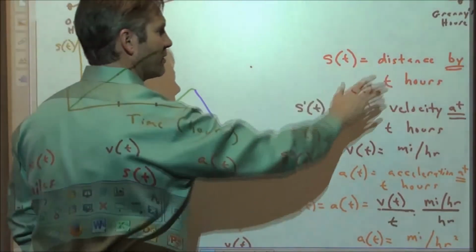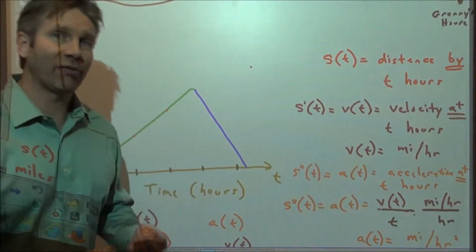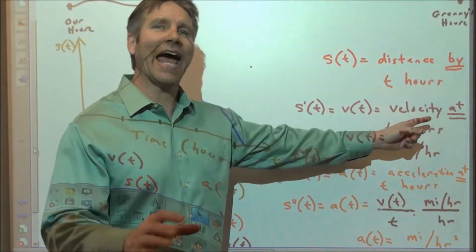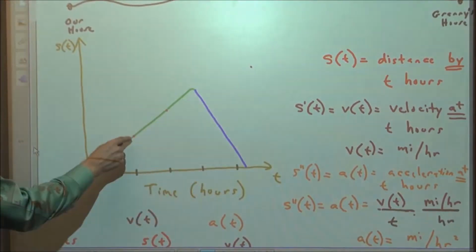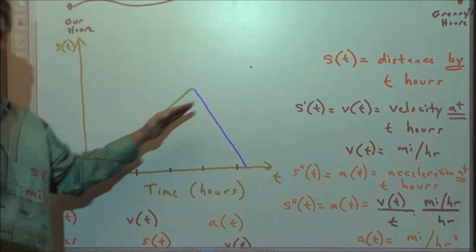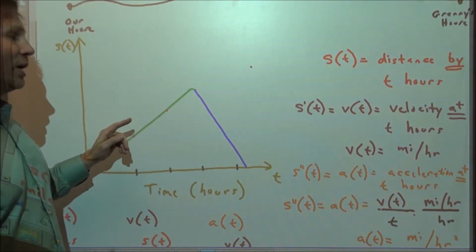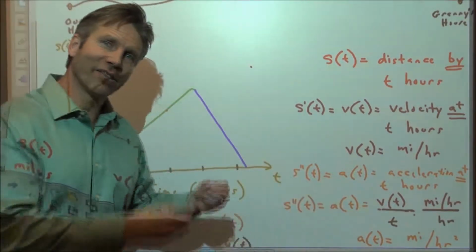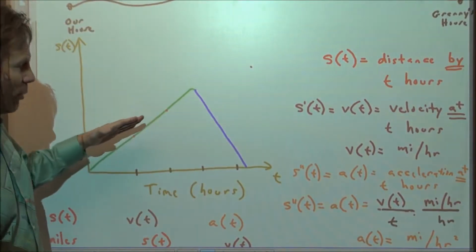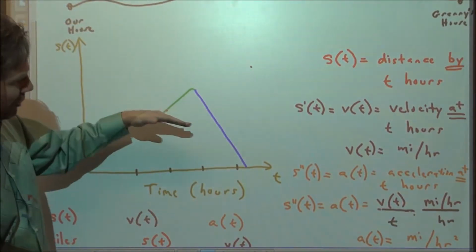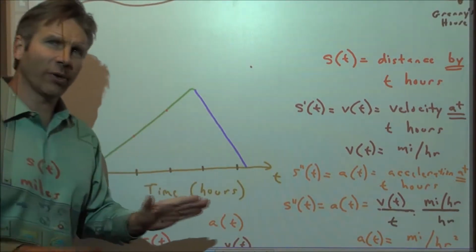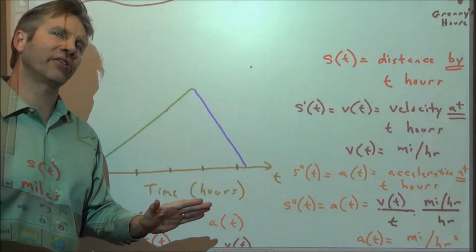All right, let's look at a couple of things. The original function is the distance by the time we've traveled, t hours. The first derivative is the velocity, now velocity at t hours. So right at this point in time, after 1 hour, 2 hours, we're still tooling along at 85 miles an hour on the highway. That didn't change. Acceleration is the rate of change of the rate of change. We weren't changing our velocity. We weren't speeding up, and we weren't slowing down for this period of time.